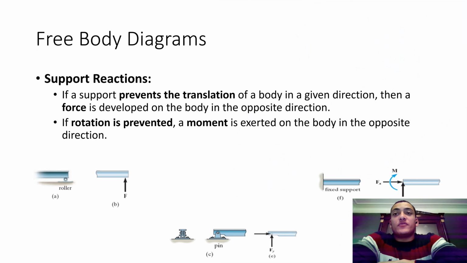Support reaction. If a support prevents the translation of a body in a given direction, then a force is developed on the body in the opposite direction. If rotation is prevented, a moment is exerted on the body in the opposite direction, as you can see in the figures I have provided below.